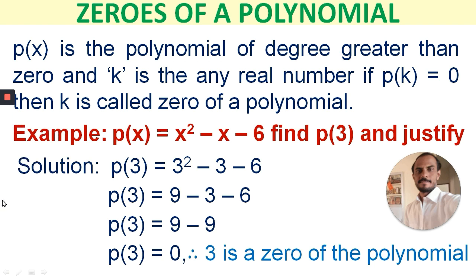Understood, students? For whatever constant value the given polynomial becomes 0, that constant is the zero of the polynomial. Suppose P of 3, if your substituted value does not become 0, then that 3 is not the zero of the polynomial. If any constant value does not give 0, then we say it is not a zero of the polynomial. Okay, we have to move to the next.